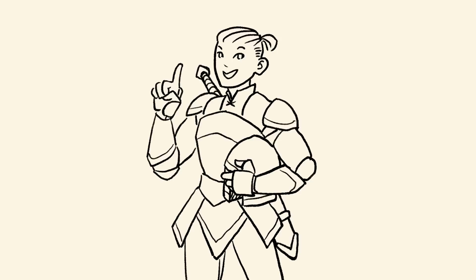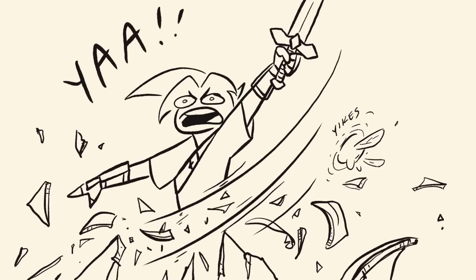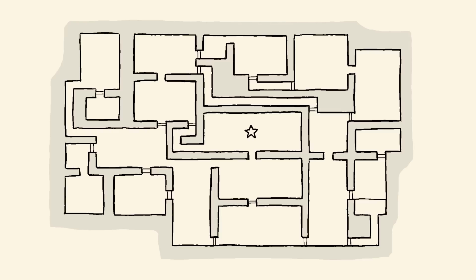Step 3. Doors, locks, and keys. This is where you get the most value out of the 30-minute dungeon formula. If you've ever played a Legend of Zelda game, you already know how to use keys and locks to make a linear experience seem much more complex. Start by putting doors around your dungeon every couple of rooms.